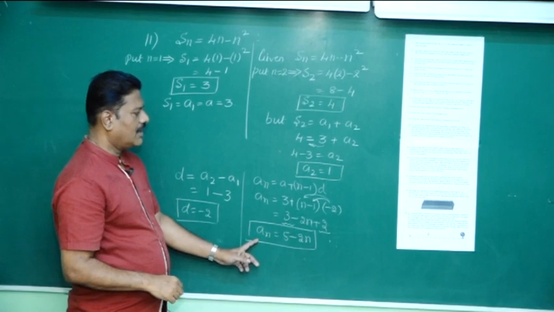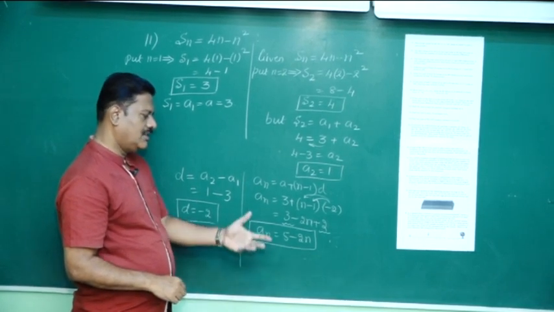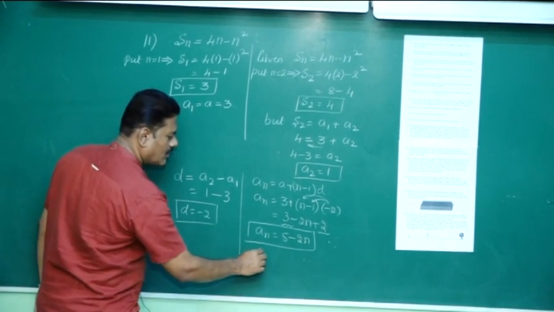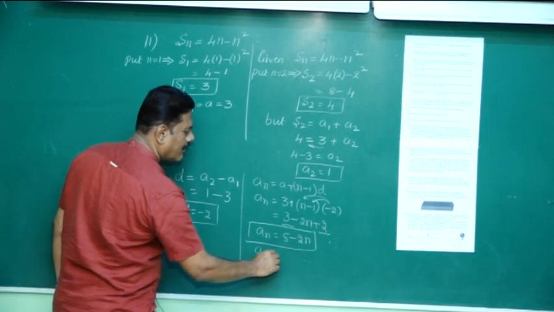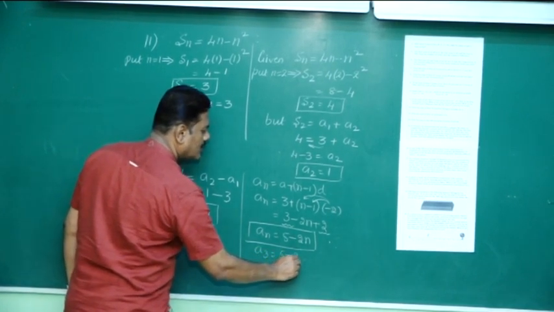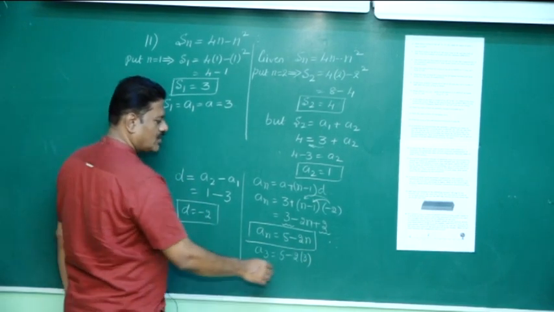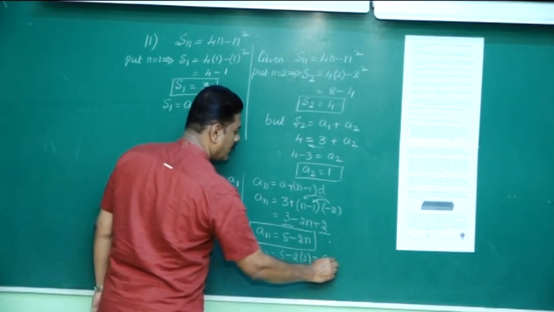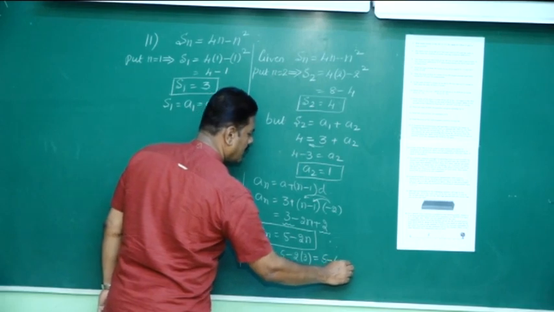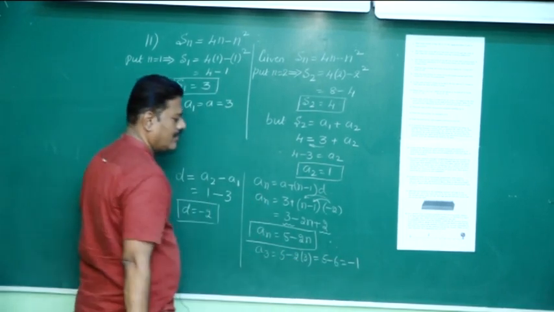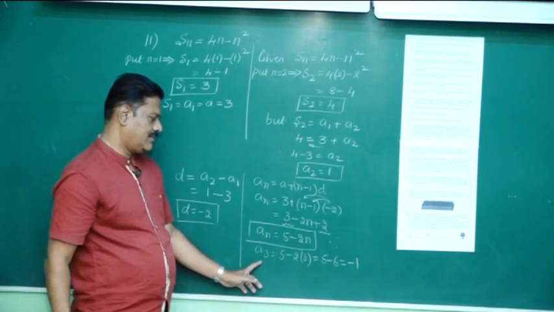So you will come to know the value of An. Now easily you can calculate the third term and the 10th term. Now tell me, what will you do to calculate A3? So 5 minus 2 into 3. In the place of n, you just write 3. What is 2 3s are? 6. 5 minus 6. What is 5 minus 6? It is minus 1. So that is the third term here.